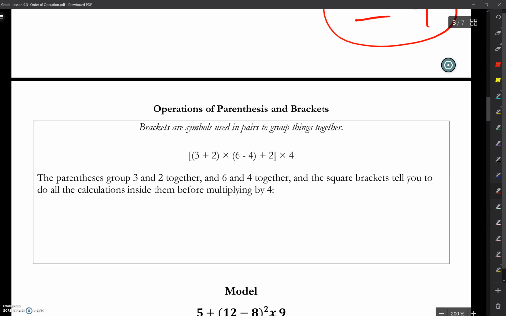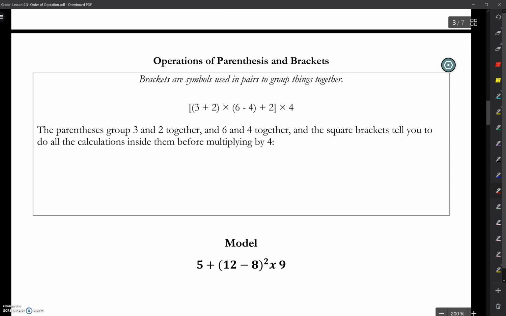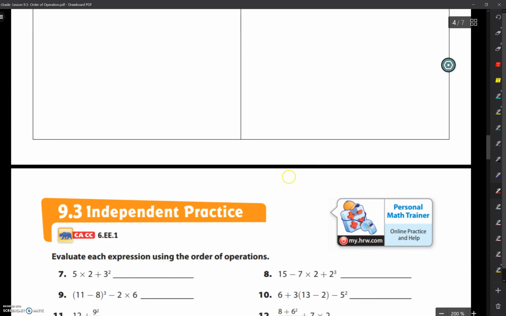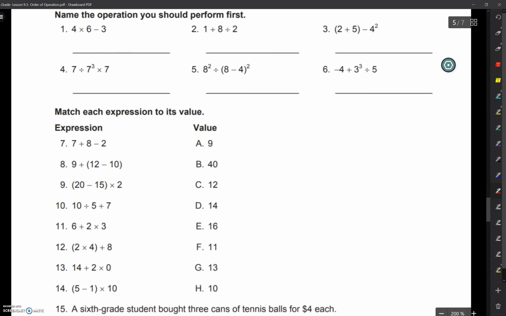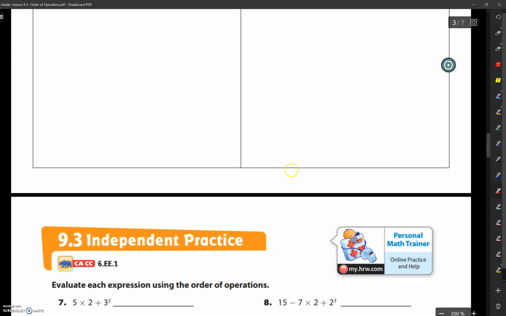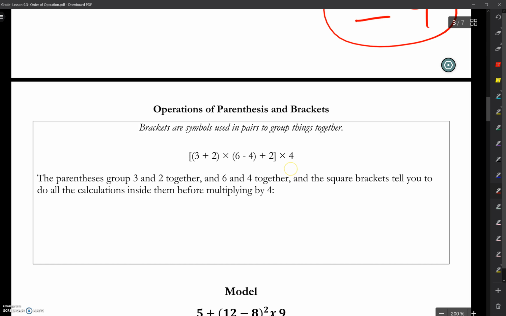So now here's a problem when we deal with brackets. And I'm not sure if you have any brackets in today's problems. We don't have any brackets, so we'll just go ahead and skip the brackets for today. So we'll skip this part for today.